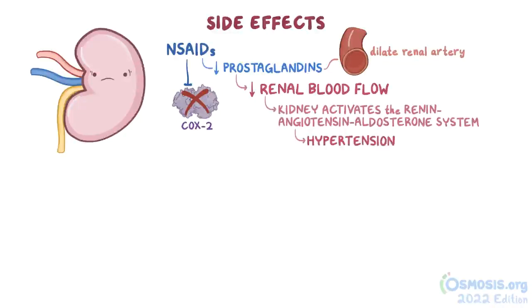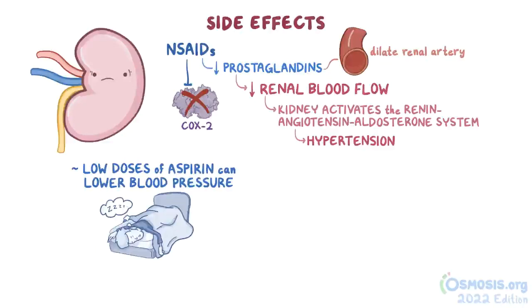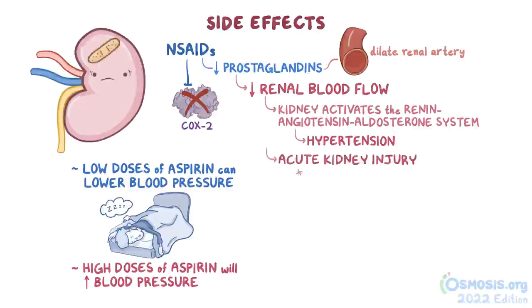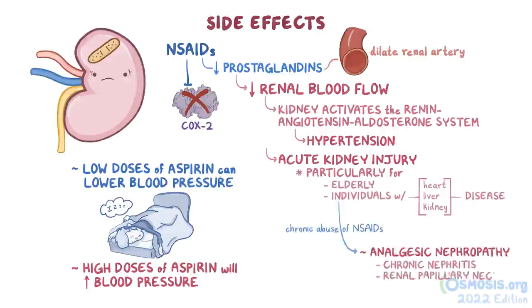An interesting fact is that low doses of aspirin can actually lower the blood pressure, but only if taken right before bedtime. The mechanism behind this is still being studied, but high doses of aspirin will increase blood pressure like all the other NSAIDs. Now, when the blood flow to the kidney is reduced, it can lead to acute kidney injury, which is particularly true in the elderly and individuals with underlying heart, liver, or kidney disease. In addition, chronic abuse of NSAIDs in these individuals can lead to analgesic nephropathy, which can manifest as chronic nephritis or renal papillary necrosis.